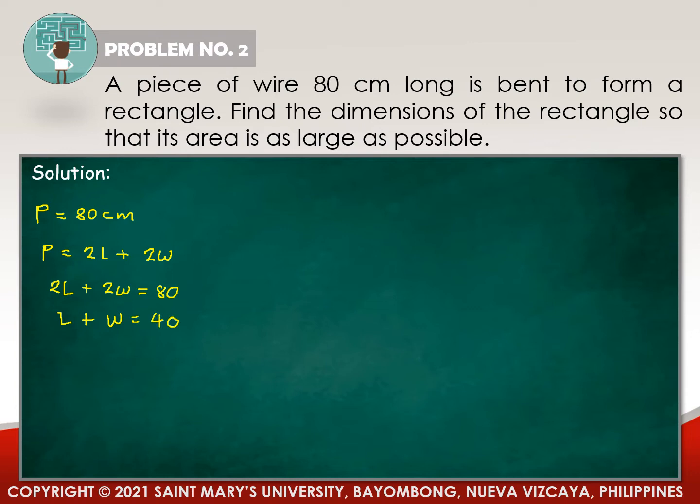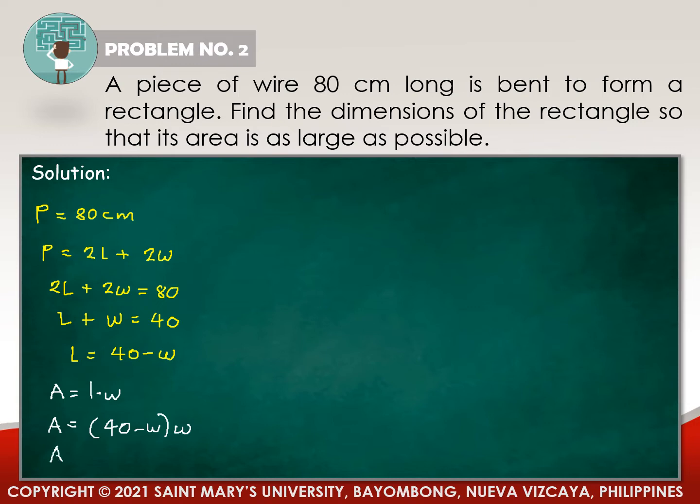Okay, again, we will solve for one variable in terms of the other. Let's say L, so therefore L is equal to 40 minus the width by transposition. Okay, so since we are talking of the area, and we know that the area of the rectangle is given by length times width. So our length is equal to 40 minus W, so 40 minus W times the width.